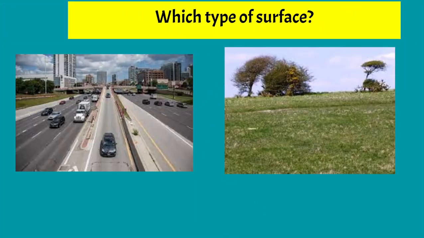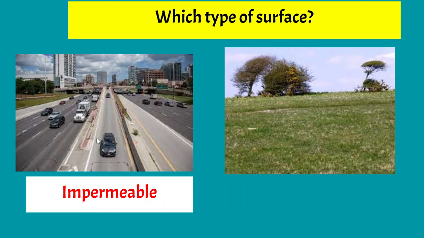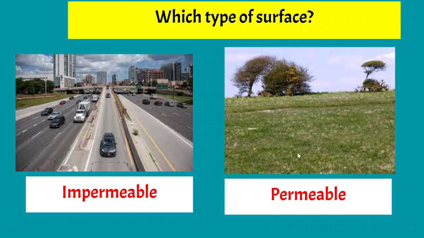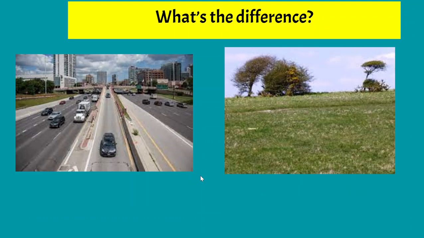So we're going to look at these surfaces. All right, so we are looking at two different types of surfaces here. You can see this is concrete or asphalt or some hard surface that's called impermeable. It's not going to allow water to drain through it. But this field with grass and soil is permeable. It does allow water to drain into it, and it will hold some water for at least a little bit of time.